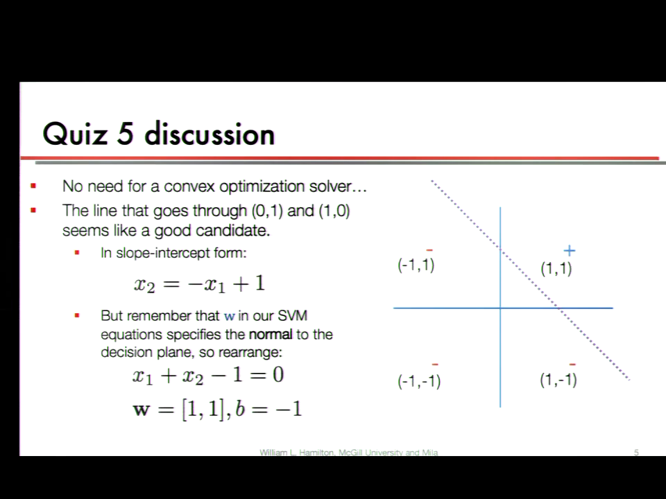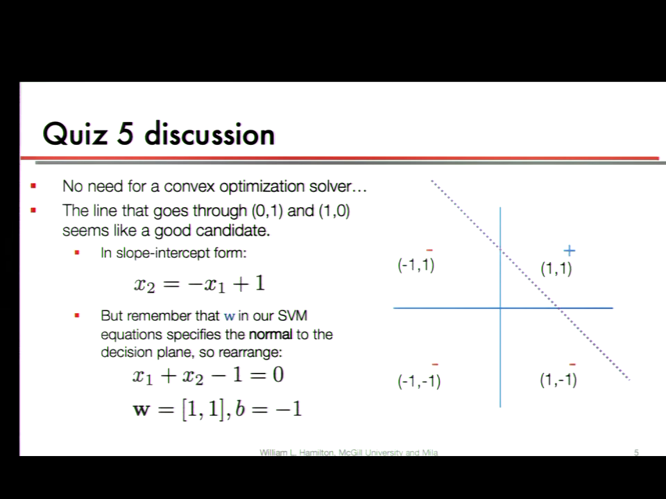But an important thing to note is that when we're representing the decision boundary in SVMs, the way we're representing this W vector is in normal form. We talked about W as specifying the normal line, the perpendicular line to the decision boundary. So this is not in slope-intercept form. It's in what's called the normal form, where we move everything over to the left side. So we have x1 plus x2 minus 1 equals 0.